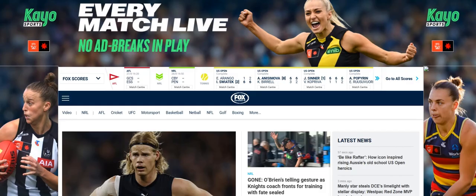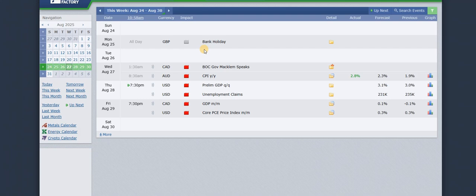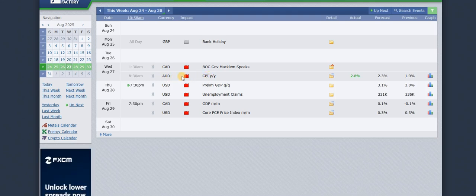I'll bring it up and go to the calendar. So this is the whole week. I only look at major news, so we're on Wednesday already. We've already had the CPI numbers out of Australia this morning. Then that's it for the whole last week of August, basically. Nothing doing.